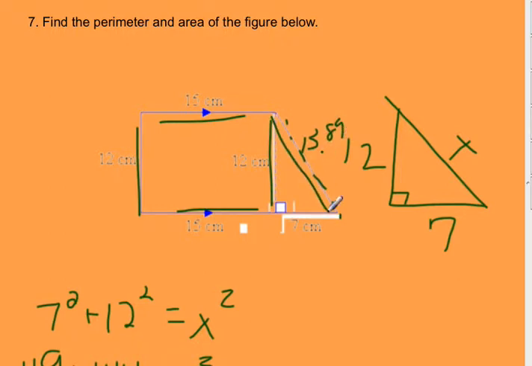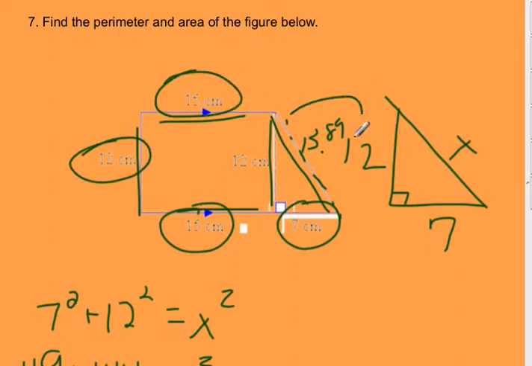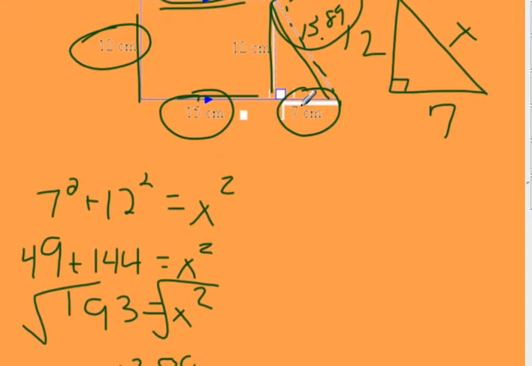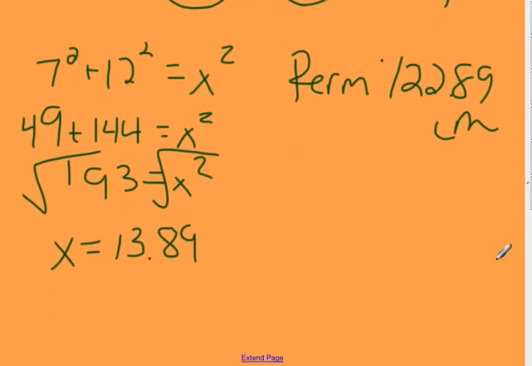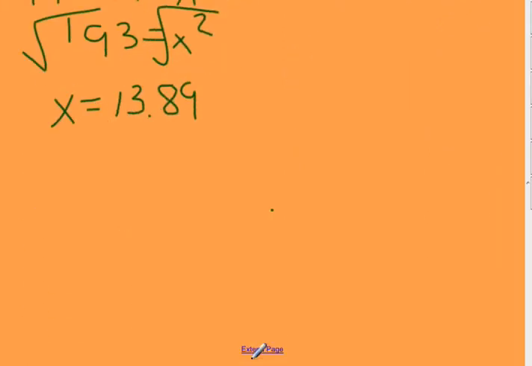So to get the perimeter, I'm going to add all of the outside lengths together. Okay, so to do that, I'm going to do 7 plus 15 plus 12 plus 15 plus 13.89. So for the perimeter, when I do that, I end up getting 122.89 centimeters.